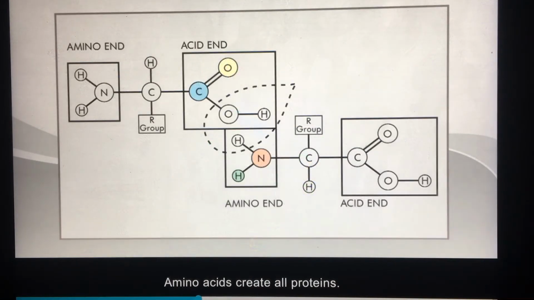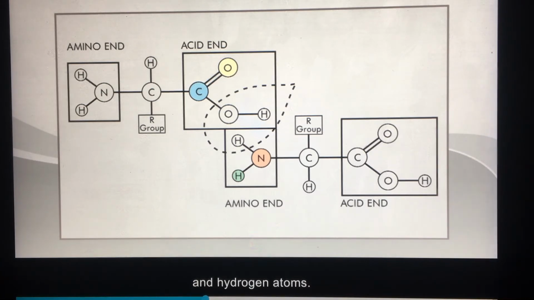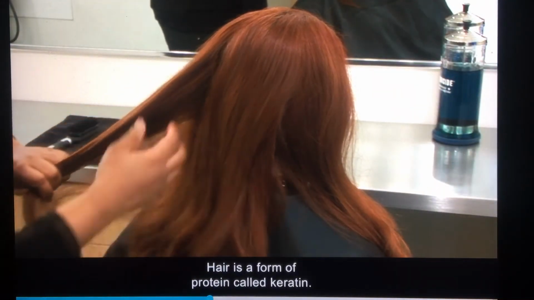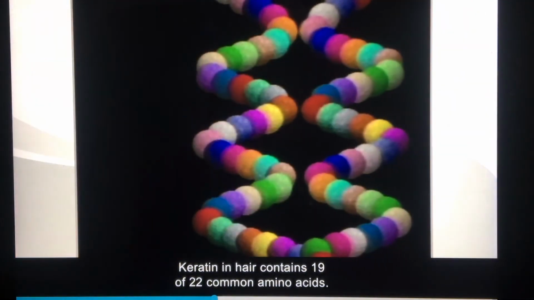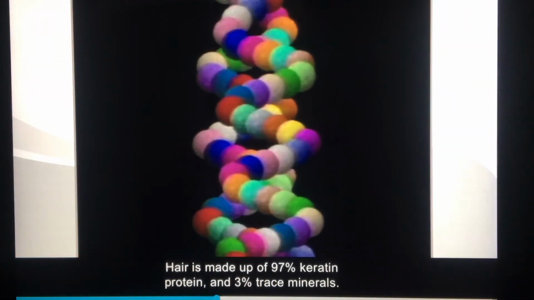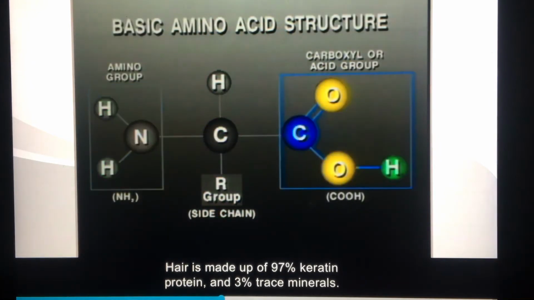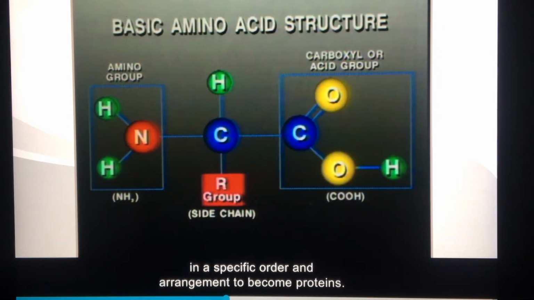Amino acids create all proteins. Every amino acid is composed of carbon, nitrogen, oxygen, and hydrogen atoms. Hair is a form of protein called keratin. Keratin in hair contains 19 of 22 common amino acids. Hair is made up of 97% keratin protein and 3% trace minerals. These amino acids join together in chains, in a specific order and arrangement to become proteins.